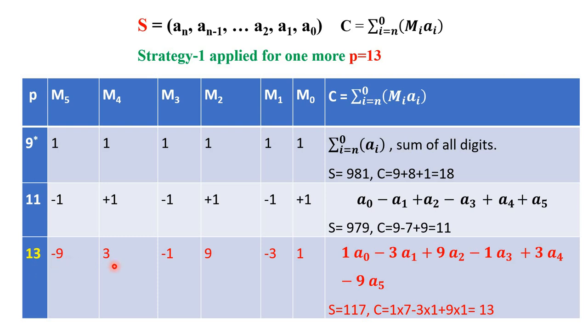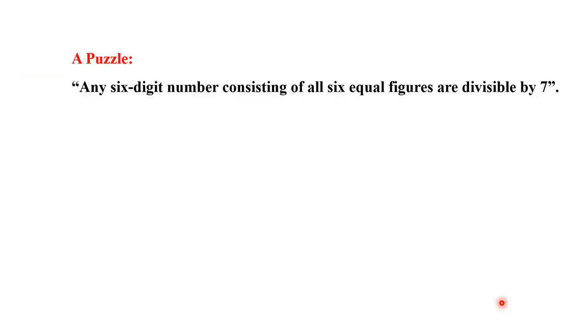For 13, you will get this series up to M5, and you can go on for higher numbers. We can check the number 117. So you use that M0, 1, minus 39 etc., and you will get the value 13. And 13 is divisible by 13, of course. So S117 is also divisible, right?